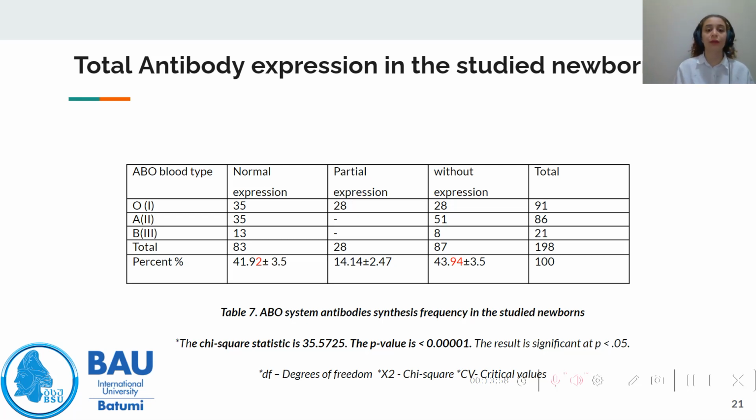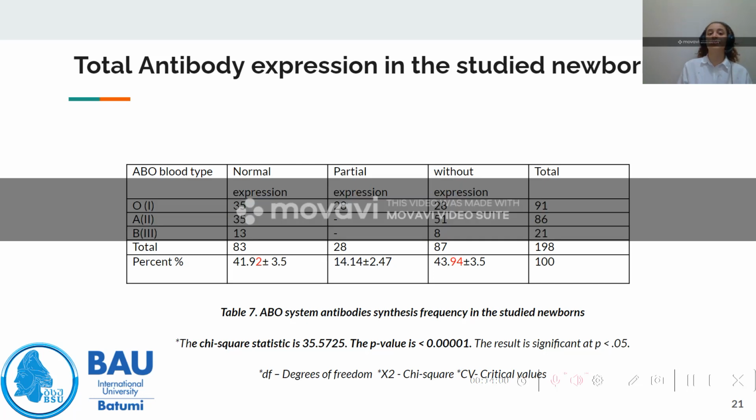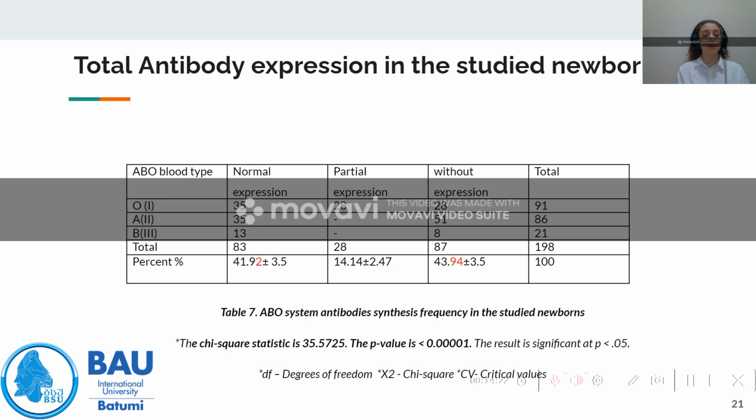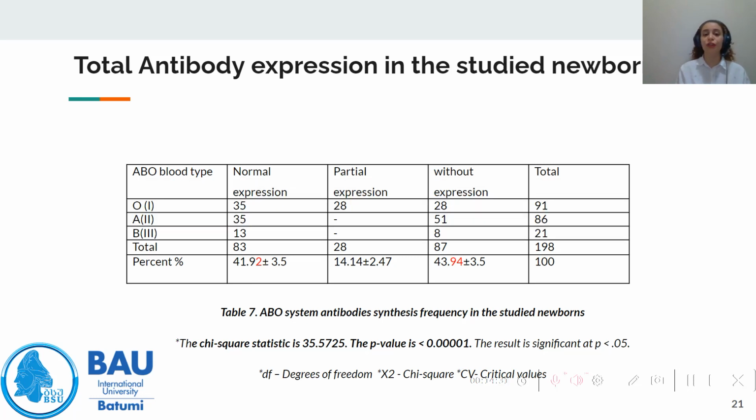In the A blood group, we saw that there was a normal expression of anti-B antibodies in 35 cases, with no partial expression because we only expect anti-B antibodies. In the majority of the cases, 51%, we found that there is no expression of the antibodies. Coming to the B blood group, we found that in 13 samples there was a normal expression, we saw these anti-A antibodies, and 8 samples had no expression of the antibodies.